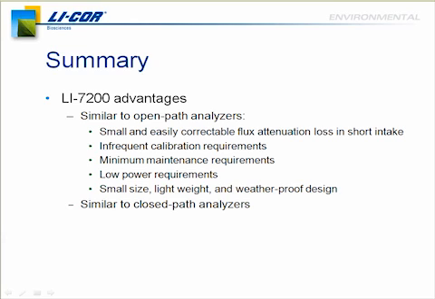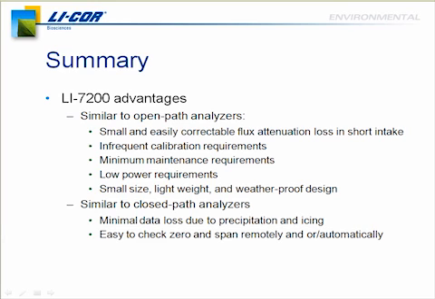The instrument also has a lot of advantages related to closed path analyzers. Some of the key ones are minimal data loss during precipitation events or icing or condensation. It's really easy to verify zero and spans automatically. You can plumb in a tank at the site and periodically run through a zero or a span gas, make sure the instrument isn't drifting more than you'd like. And it's got a very stable optical cell temperature, which, again, decreases drift and noise in the signal and gives you a very good signal.